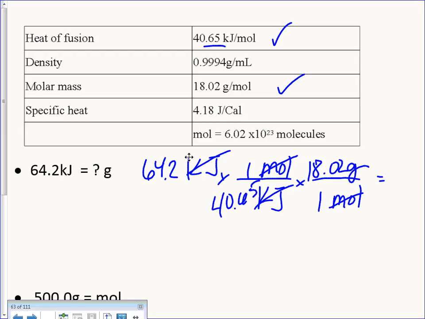So then you get, in your calculator, 64.2 divided by 40.65 times 18.02. So anything that's in the denominator you must divide by. 459, round.